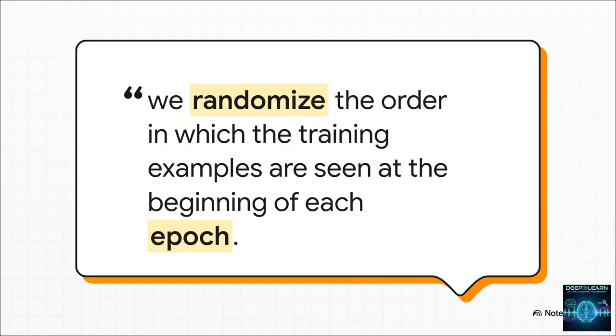Now, here's a really important little detail. To make sure the model doesn't just memorize the answers in order, we do something simple but crucial. We shuffle the reviews before each round of training. This forces it to learn the general patterns of positive and negative language, not just some quirk in how the data was sorted.